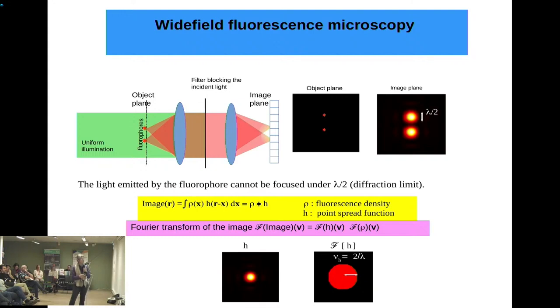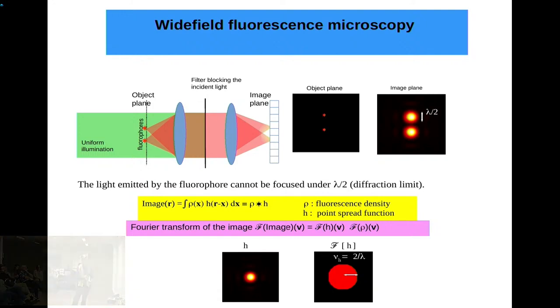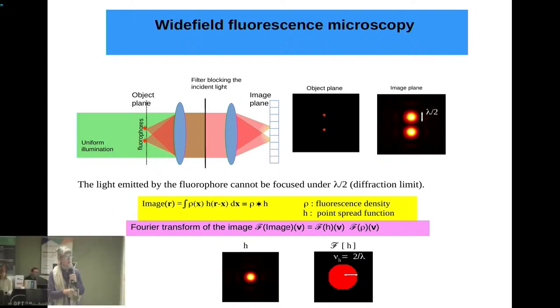You see that the image is the sum of the spots created by those fluorophores, and it can be written in a mathematical form as the convolution of the fluorescence density, which is basically the fluorophore concentration times the brightness of the fluorophore, with a point spread function, which is actually the spot, the image of one fluorophore. And the Fourier transform of the point spread function is usually called the optical transfer function, and it is frequency limited. There is a cutoff frequency, which I will call nu h.